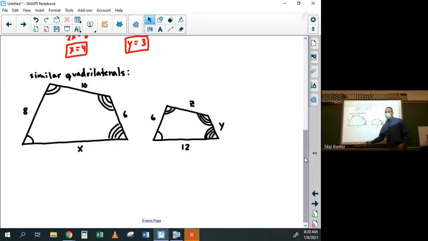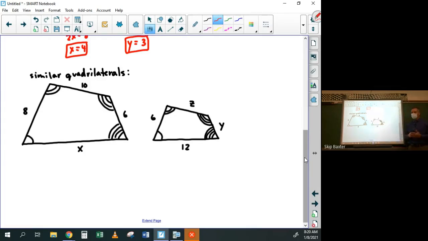So first things first, how can I determine what the similarity ratio is between these two quadrilaterals? What am I looking for? The two sides that have both numbers. Yeah, I'm looking for the two sides where I know all the information I need, which is the lengths of the sides. So which two sides are those? 8 and 6, right? There's an 8 here and there's a 6 here. That's the only pair of corresponding sides that I know both the lengths of. So I can use that information to find the similarity ratio.